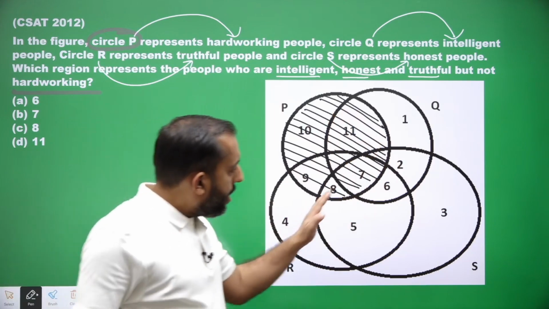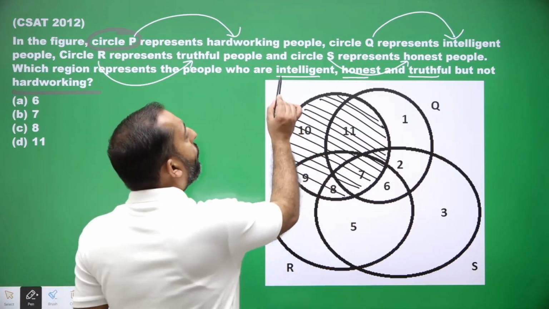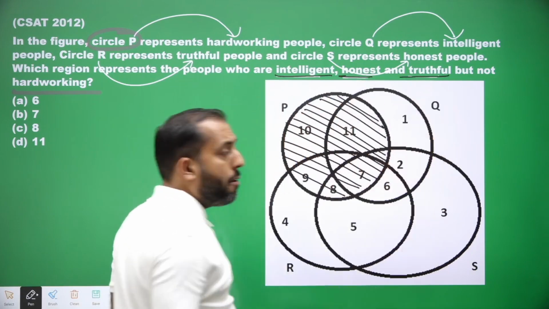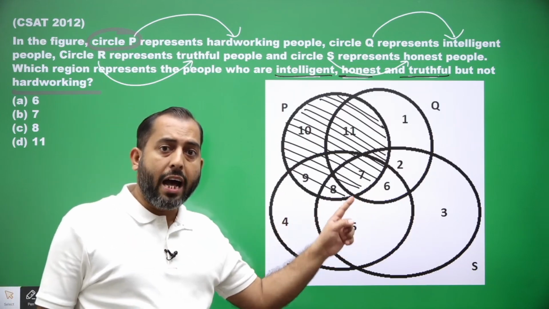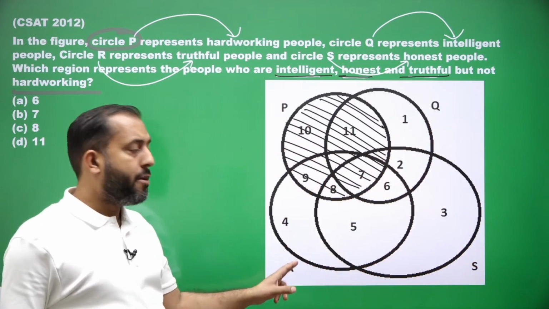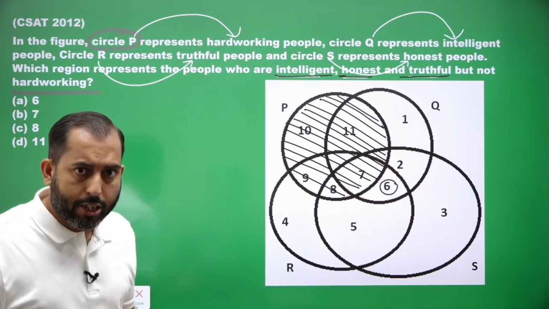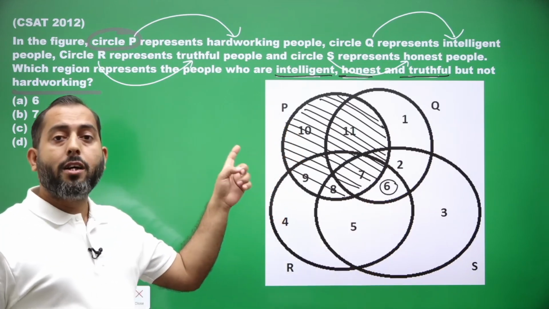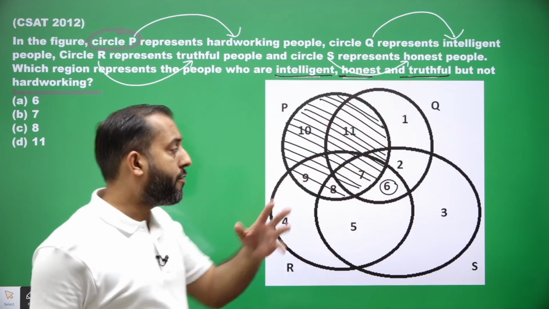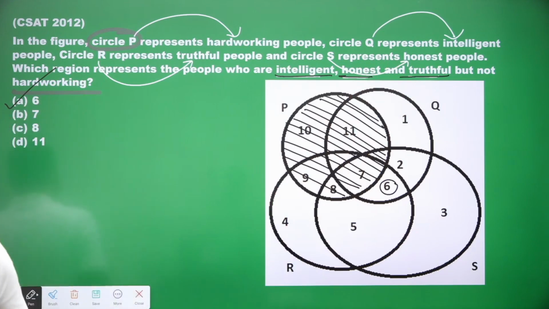After it, in the remaining diagram, pay attention to that part which falls under the category of intelligent as well as honest as well as truthful. Meaning, we have to pay attention to that region which comes under the circle of Q as well as S as well as R. So you can see only 6 is justifying this condition. Hence, 6 will be the count of those people who are intelligent, honest, truthful, but not hardworking. Answer is option A. Kindly make a note of it.